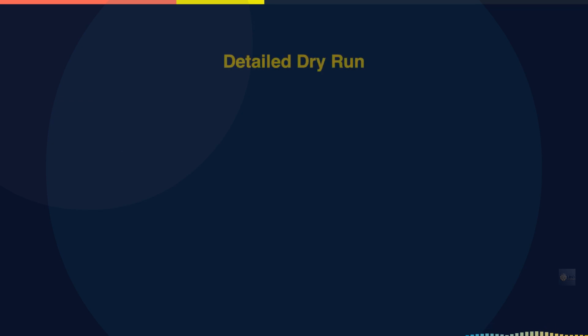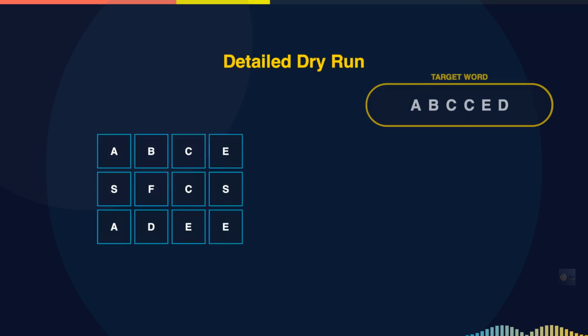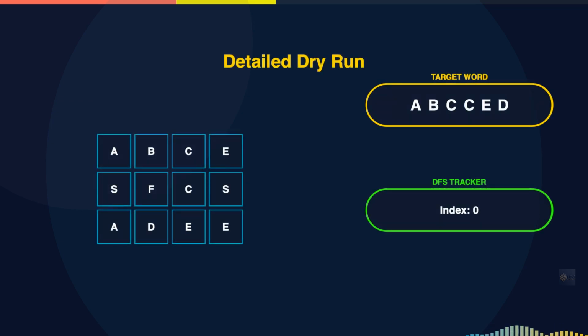Look at our grid. We're searching for the word ABCCED. We scan the board and find A at row 0, column 0. Our DFS begins. From A, we look for B. We find it at row 0, column 1. From B, we look for C. We find it at row 0, column 2. From C, we look for the second C. There's one at row 1, column 2.